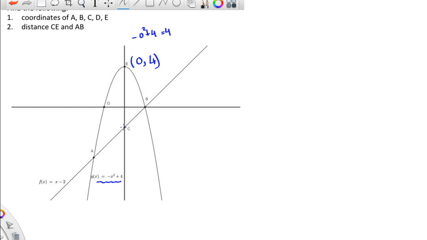Okay. C is the y-intercept for the straight line x minus 2. Well, that means that it's 0, -2, because again it's on the y-axis, so it's -2. Okay, so those are easy.